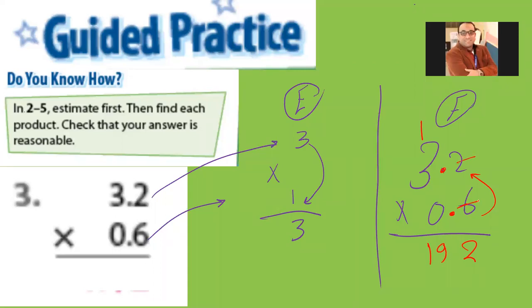How many decimal points up and down at all in the statement? We have 1, 2. Put your decimal point here. It's going to be 1.92. Copy the answer, my dear student.